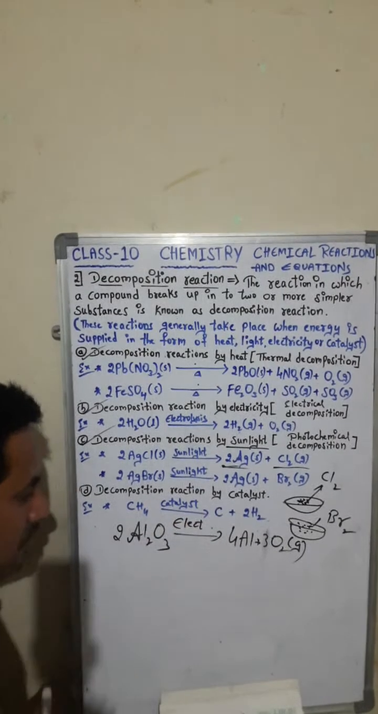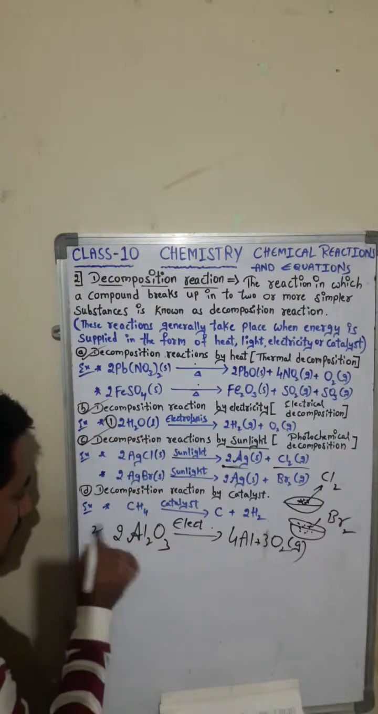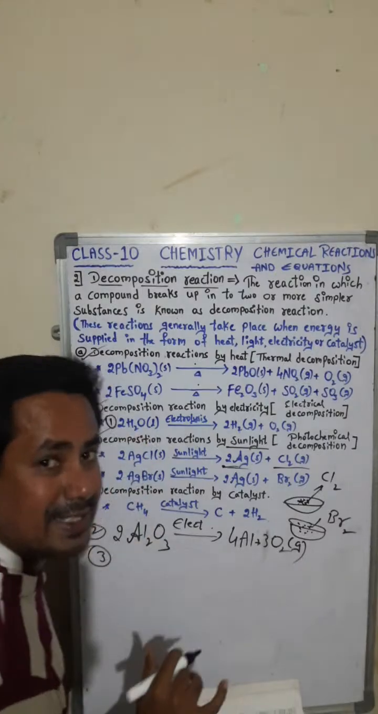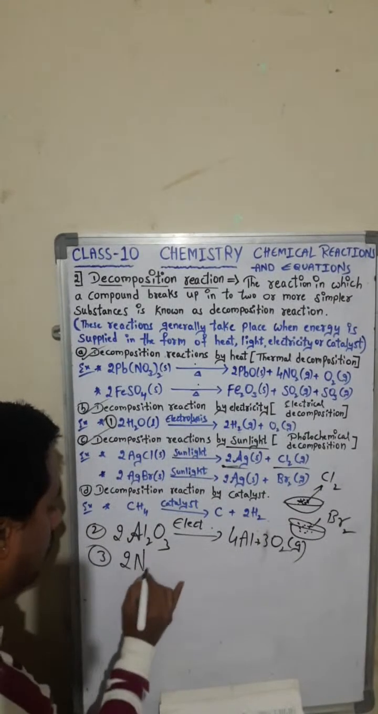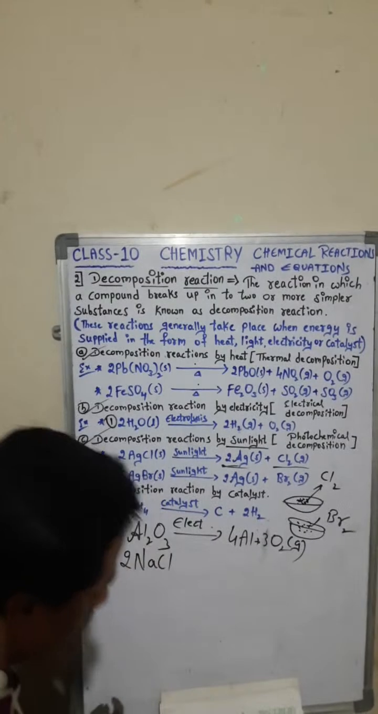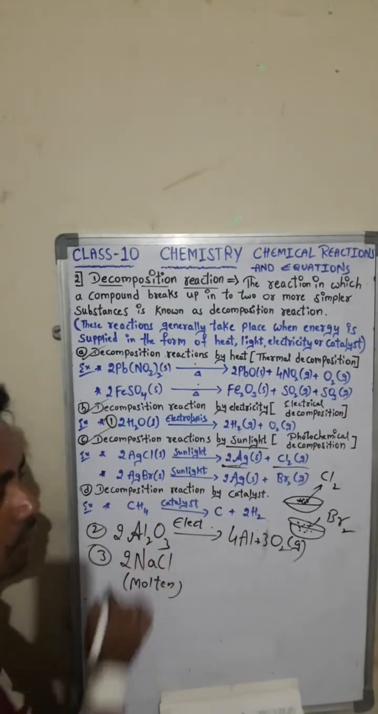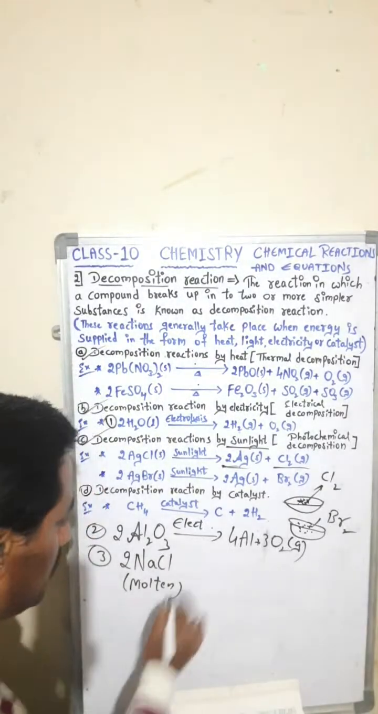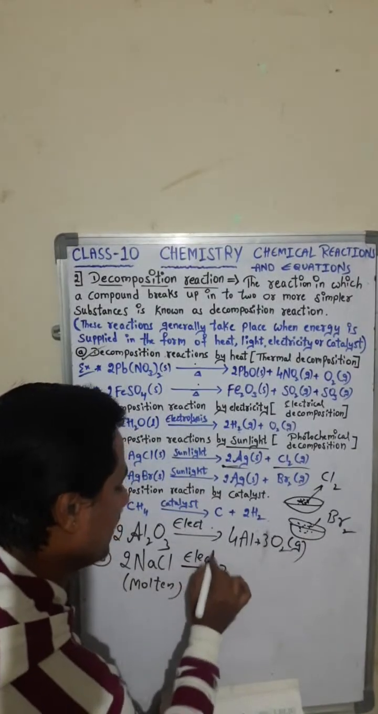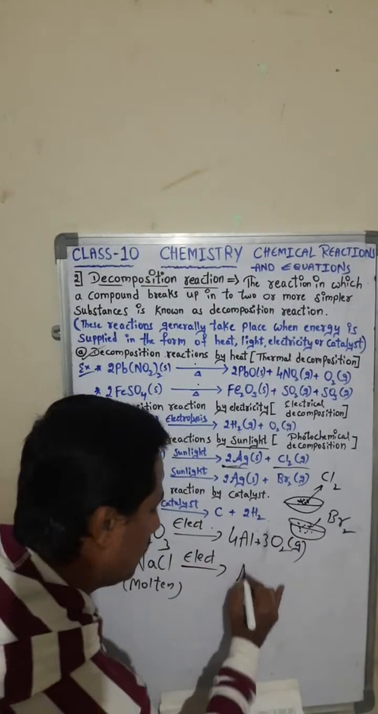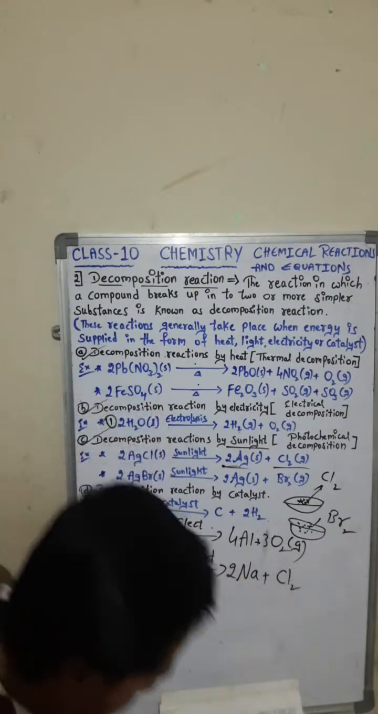So electricity, another example. One example is there, second example is there, and the third example for electrical decomposition. Another one, sodium chloride. It is in molten state, students. Molten means liquid form. When we heat this and provide electricity, what happens? Sodium will be separated and chlorine will be separated.